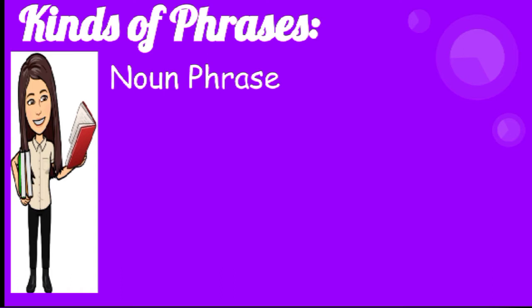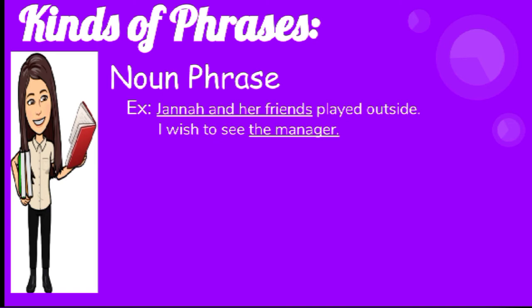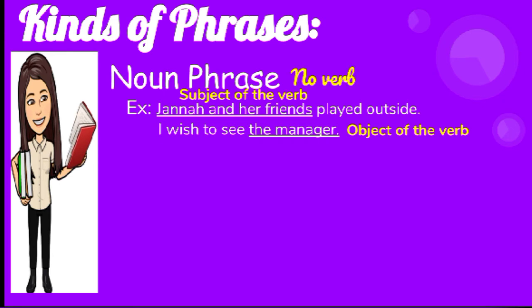A noun phrase is a phrase that has a noun as its head or performs the same function as a noun. In this example, Jonna and her friends function as the subject of the verb, while the manager functions as the object of the verb. For noun phrase, there is no verb.